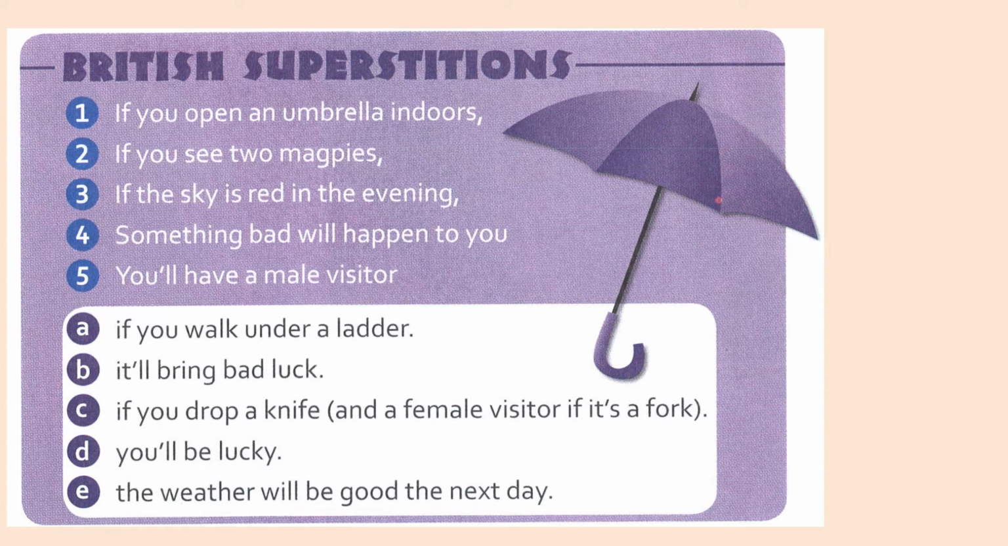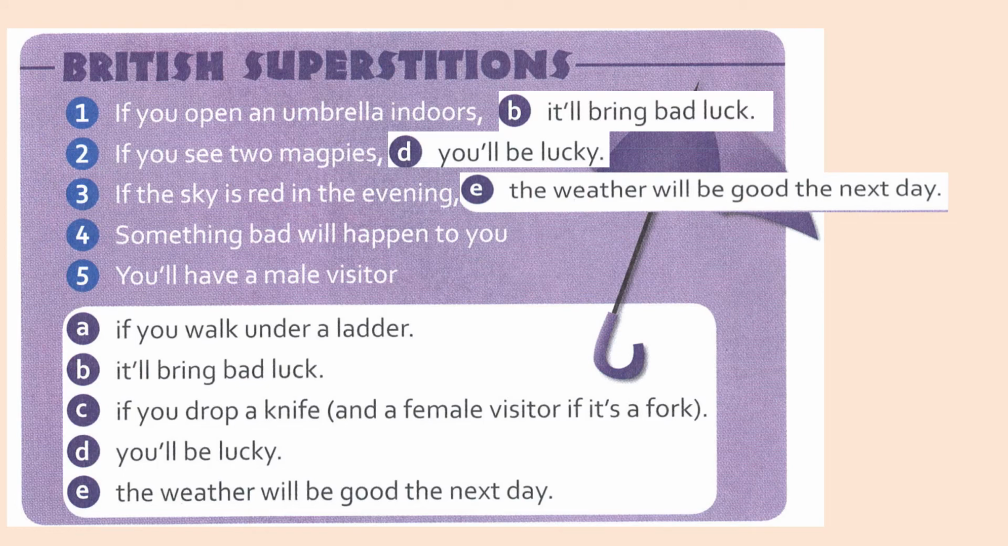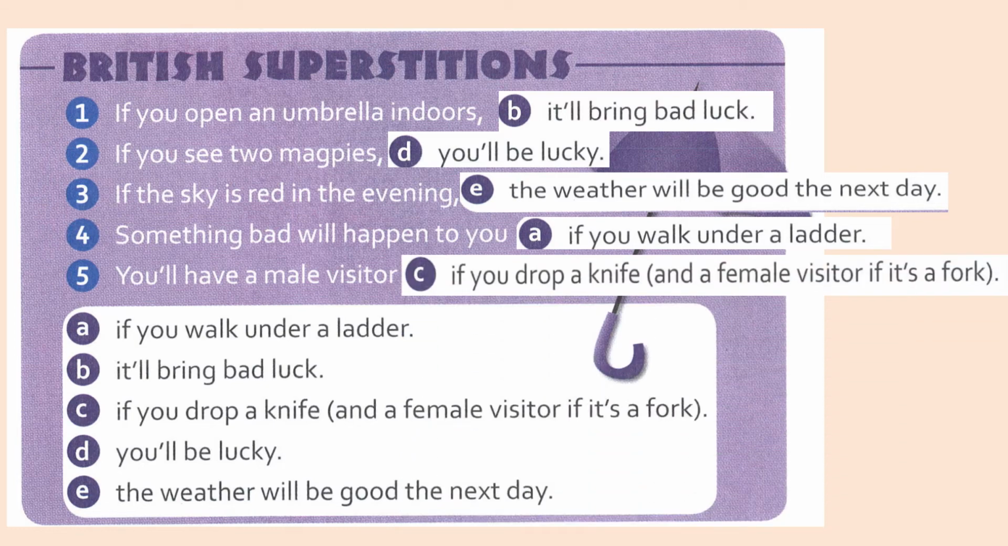So if you open an umbrella indoors, it will bring bad luck. If you see two magpies, and magpies are a kind of birds, you'll be lucky. If the sky is red in the evening, the weather will be good the next day. Something bad will happen to you if you walk under a ladder. You'll have a male visitor if you drop a knife, and you'll have a female visitor if it's a fork.